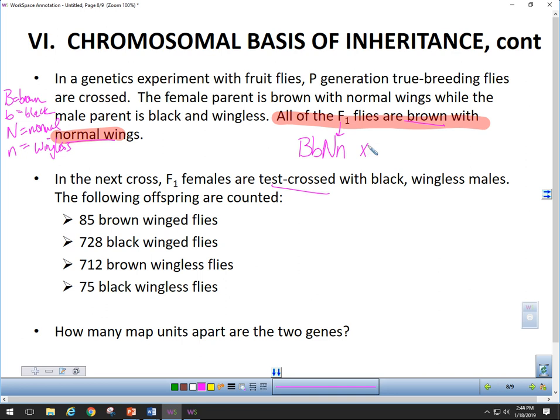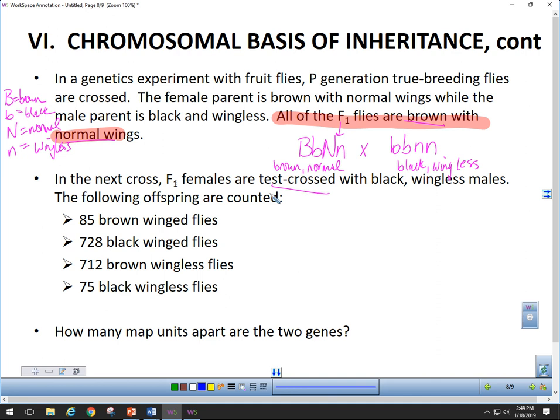Okay, let's go ahead and write underneath this. These are what the parentals look like. This parent is brown, comma, normal. The test cross parent is black, comma, wingless. Because remember, you're looking at what they look like as far as recombinants versus the parentals. All right, I'm going to change my color to use a blue here.